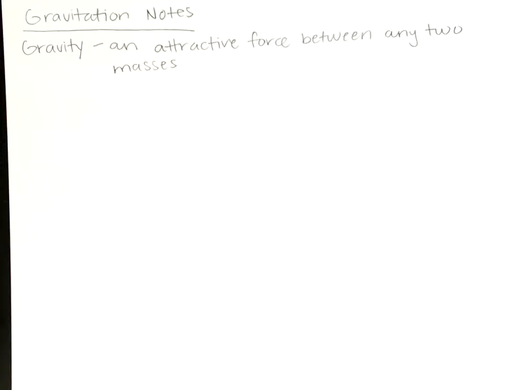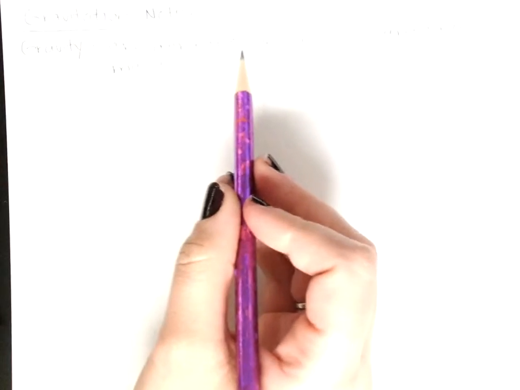Okay, today we're going to start talking about gravitation again. We did talk about gravitation last semester, but now we're going to see where it comes from. So, Newton's law of universal gravitation. Well, we know, first of all, gravity is an attractive force between any two masses.